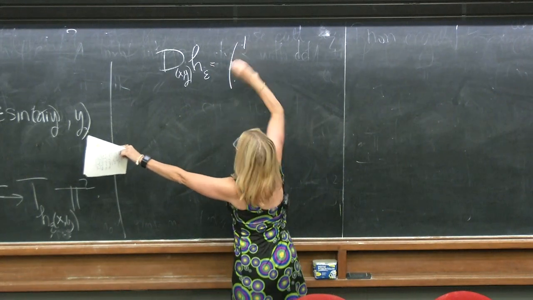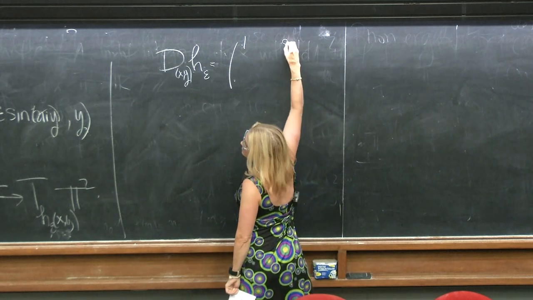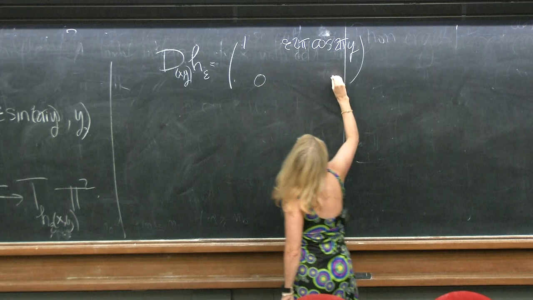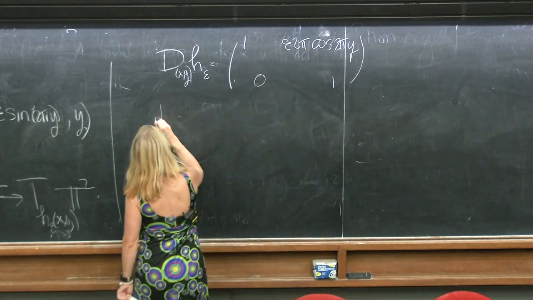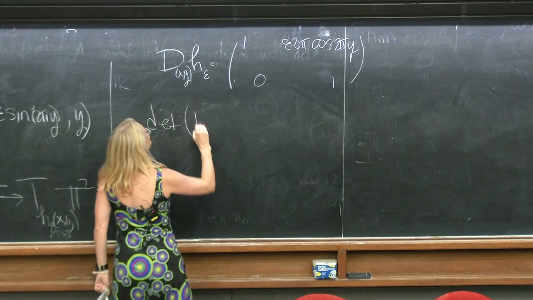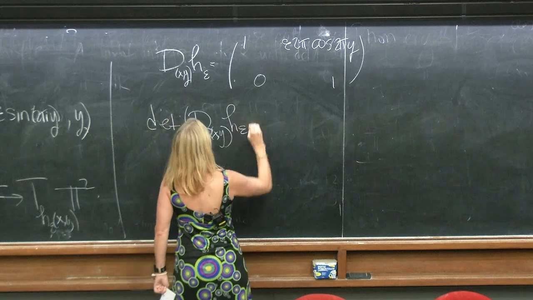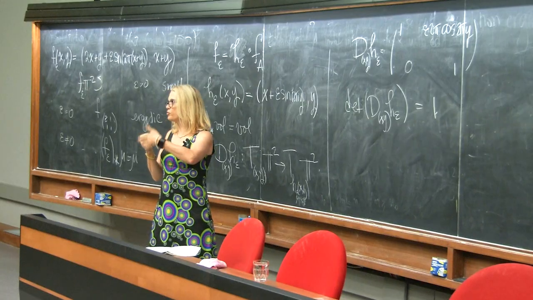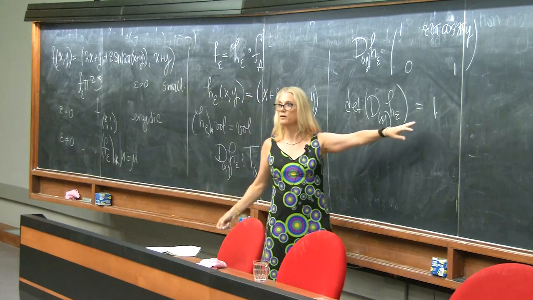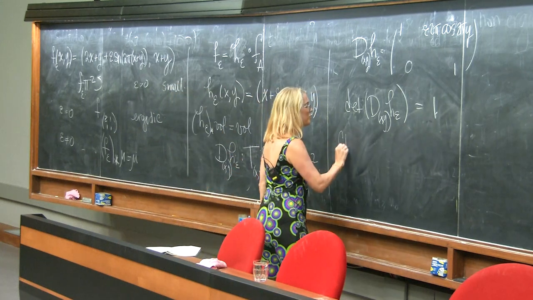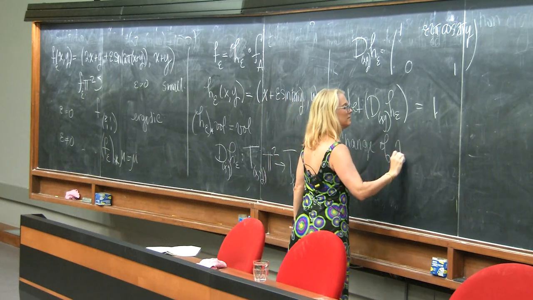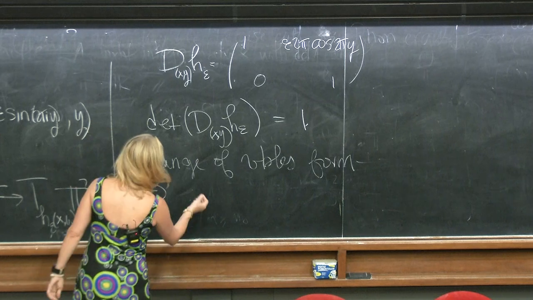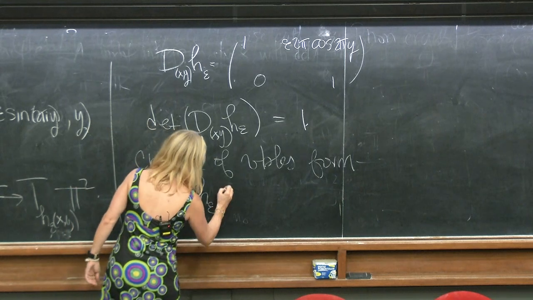Differentiating with respect to x, I get 1. Differentiating here, I get epsilon 2 pi cosine 2 pi y, then 0, 1. And you'll notice that the determinant of this is 1. And that's the infinitesimal distortion of area, it's constant, it's 1. And so from calculus, from the change of variables formula, and I'll say more later, this implies that H epsilon preserves Lebesgue.